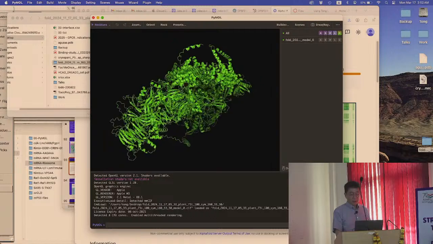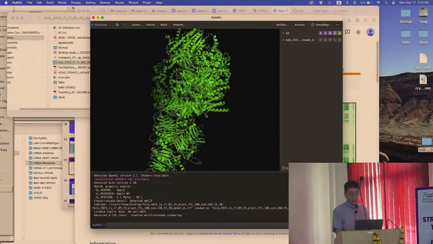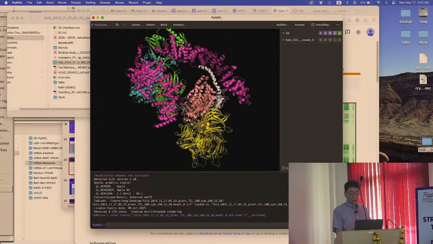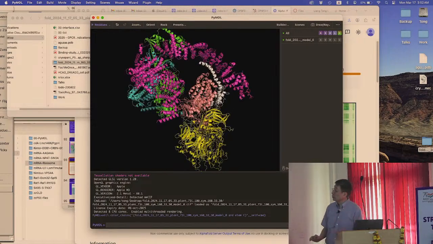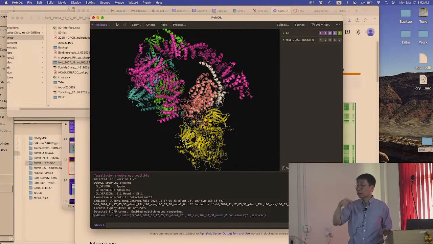So here is the entire model. And then, I don't have the mouse, it's okay. So you can color by chain, and then it shows you 6 different chains. So can you see okay in the back? Yeah? Okay. So it gives you all the structures.